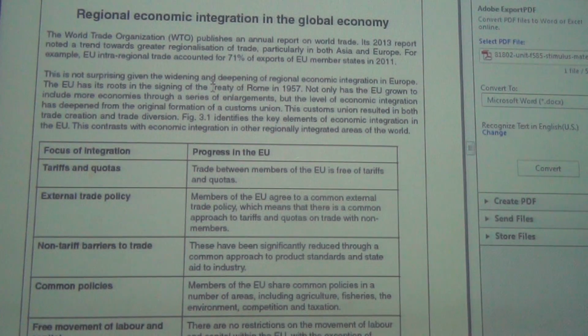In the next paragraph we're then taken through a little bit of the history, but there's a couple of terms which really stand out, and if you're going to get an analysis question, trade creation and trade diversion would certainly have to be a part of any answer which you would give to that analysis question.